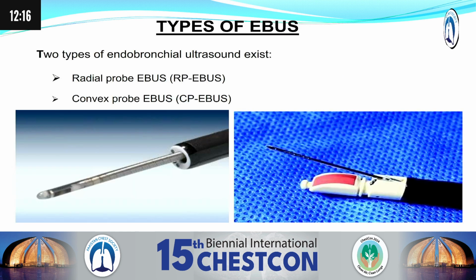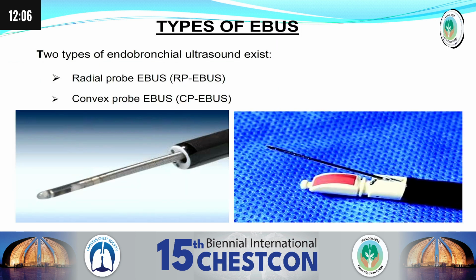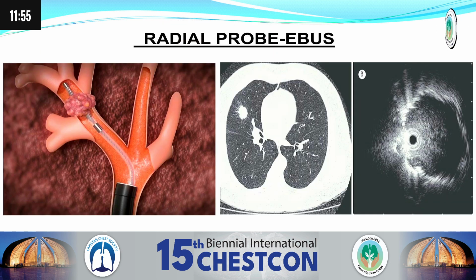Two types are available. One is the radial probe and the other is the convex probe. This is a radial probe and that is the convex probe. This is the radial probe EBUS. It has a 360 degree ultrasound image, and then it can localize the tumor.